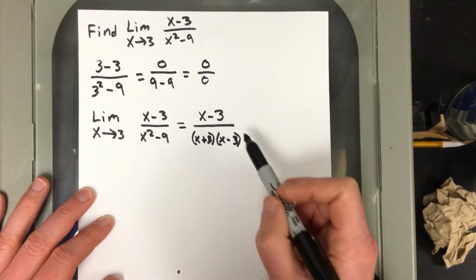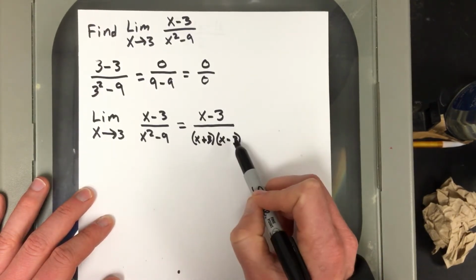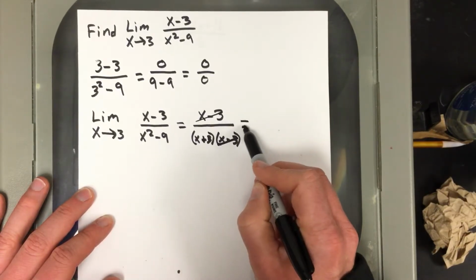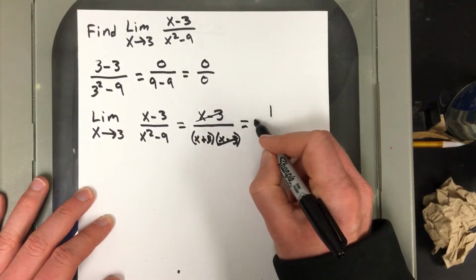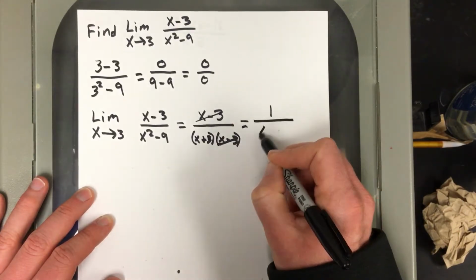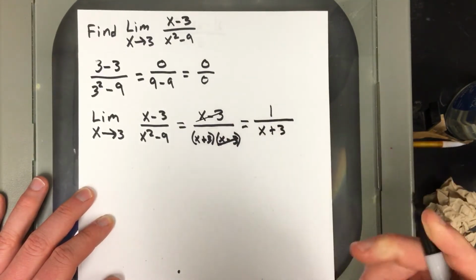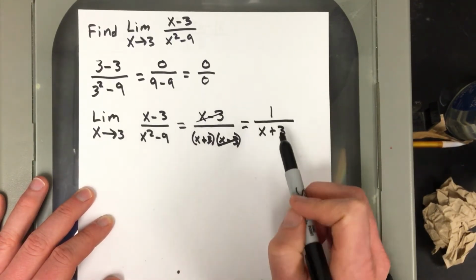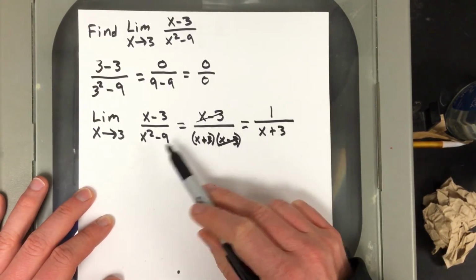But what do you notice? You see x minus 3 on top and on bottom. So I can cancel the x minus 3 on top and on bottom, and that's going to leave me with 1 on top over x plus 3. Now I have a function. So this function, really simplified, gives me this function. So they're the same function.